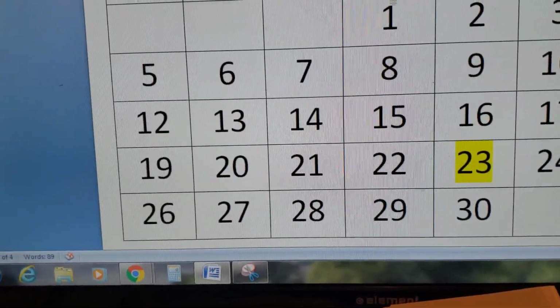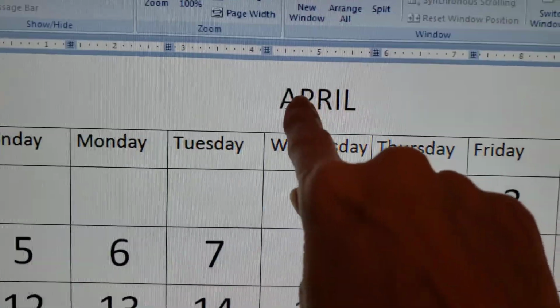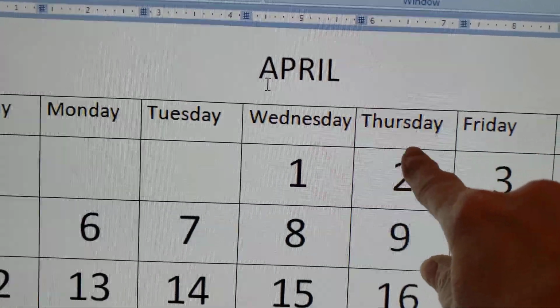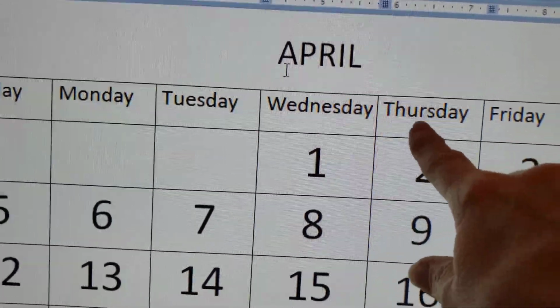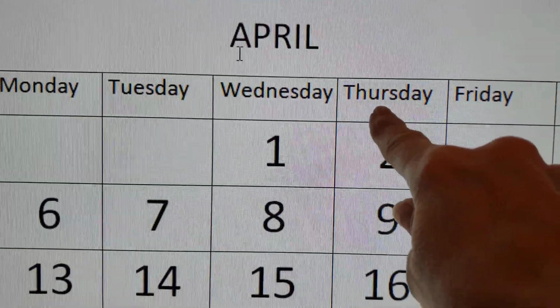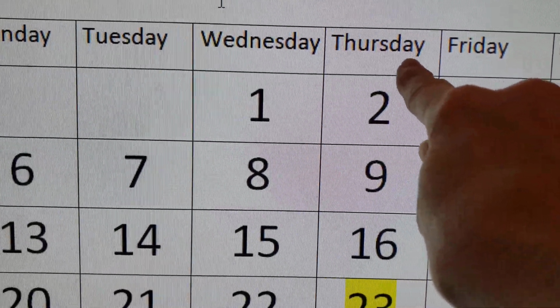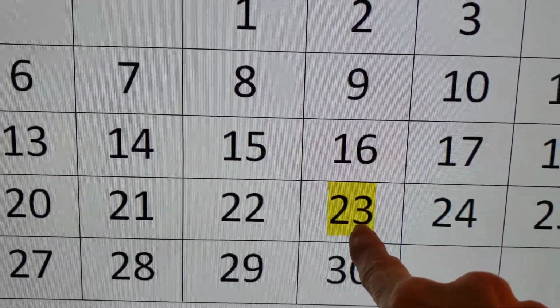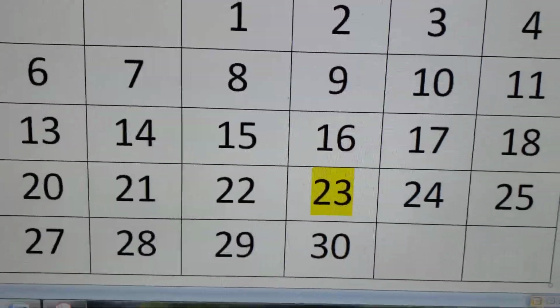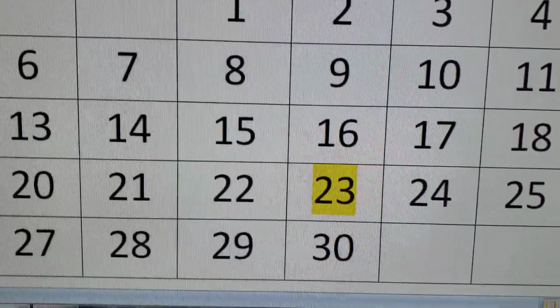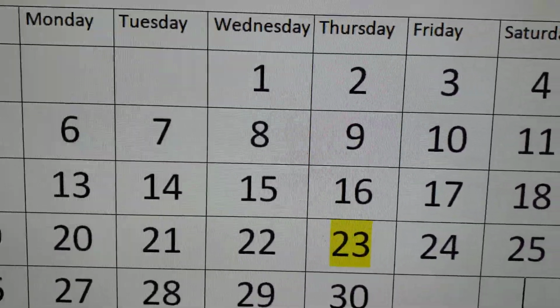Well, today we are in the current month of April. That is our month, and that's the present month. And today is Thursday, and the actual date is the 23rd. So that is today. That is the present. It's where we are right now.